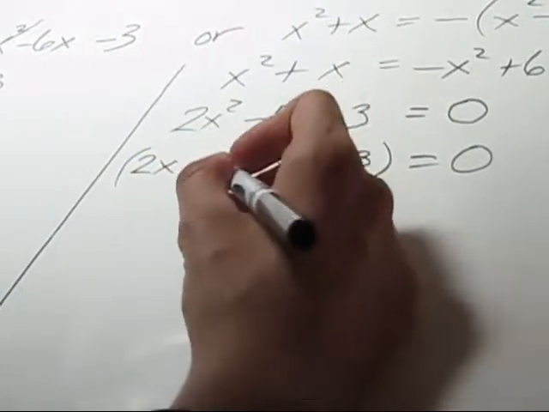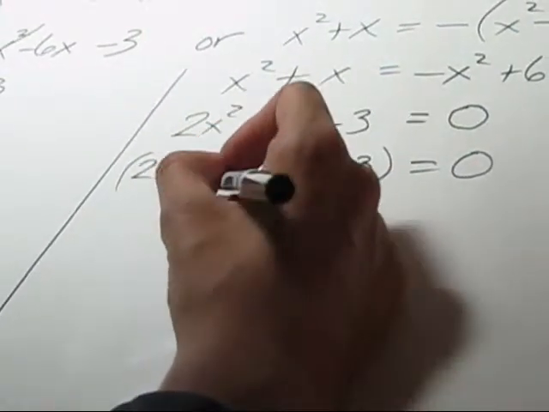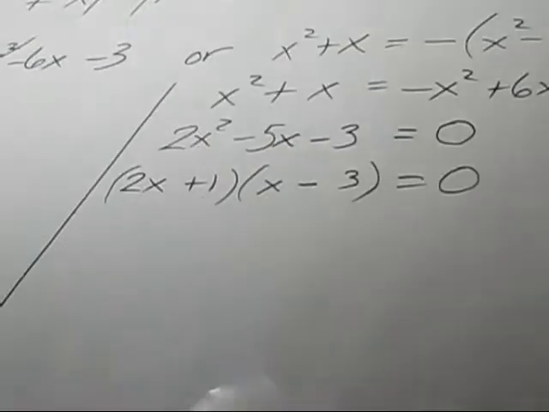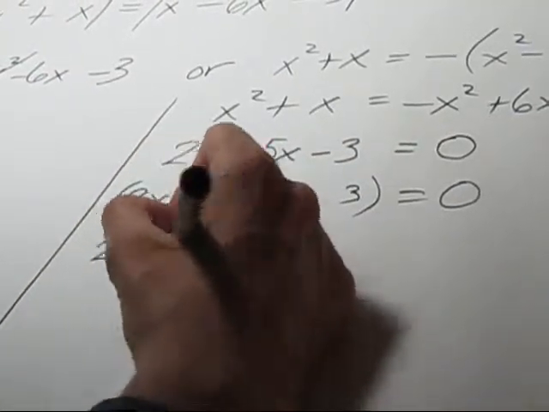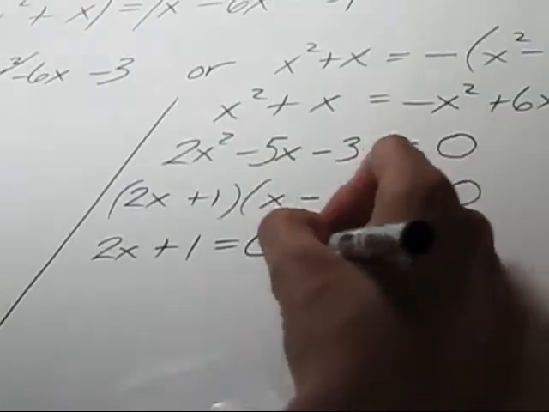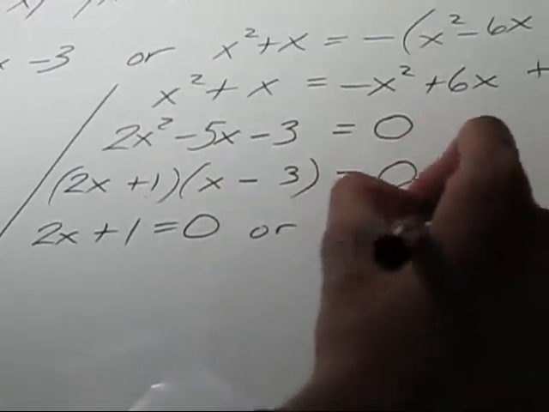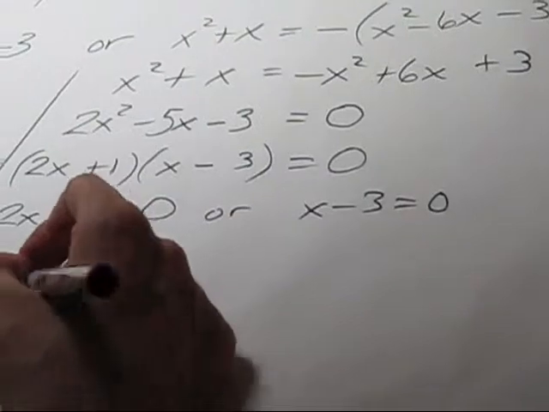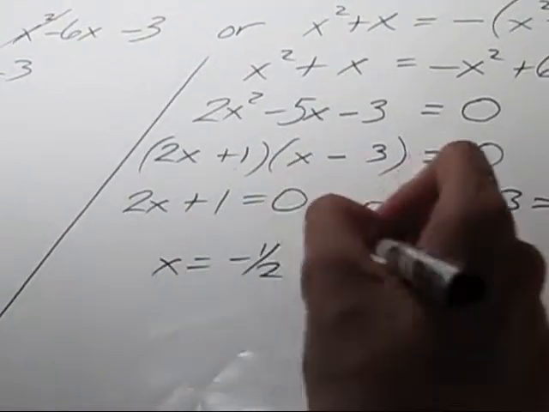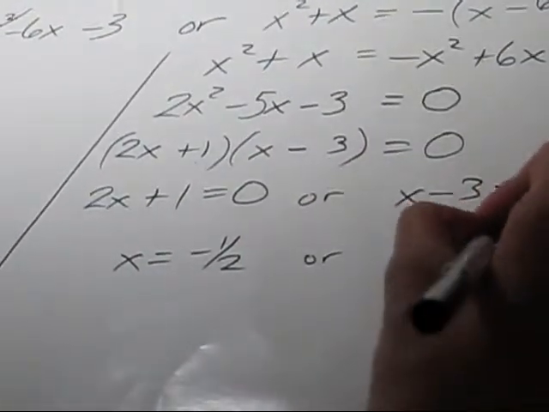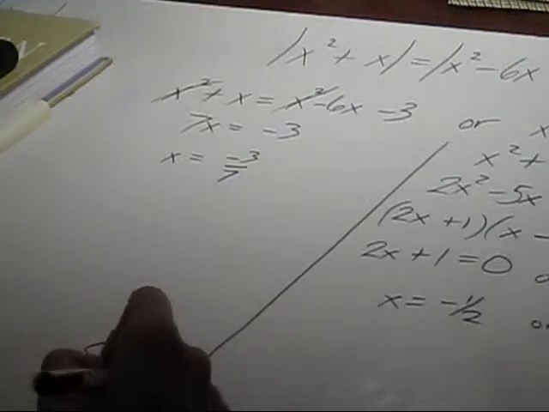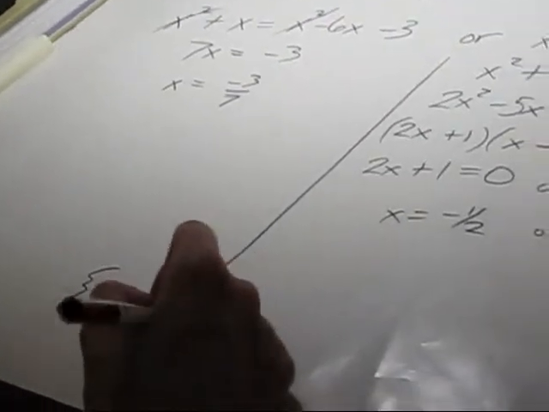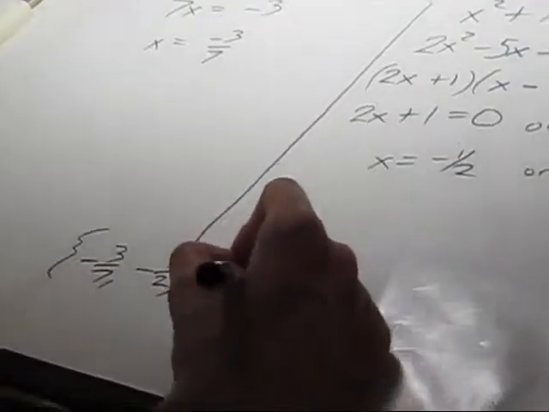2x squared plus x minus 6x minus 3, it works. And then we're factored, so we can set each factor to 0. So x equals negative 1/2, or x equals 3. So for our answer for the whole problem, we'll have the set negative 3/7, negative 1/2, or 3.